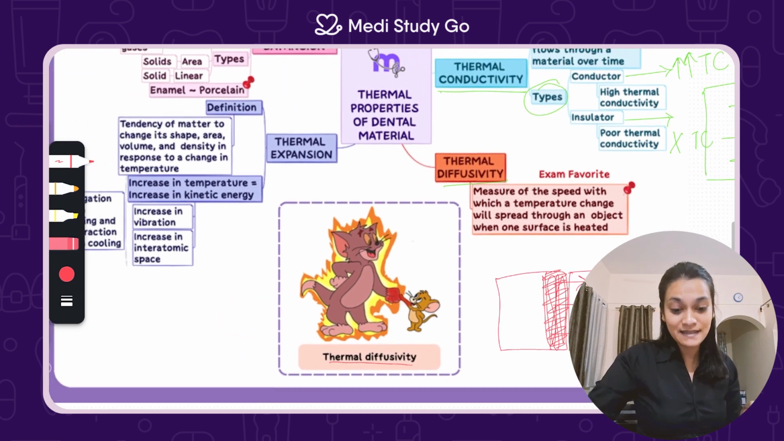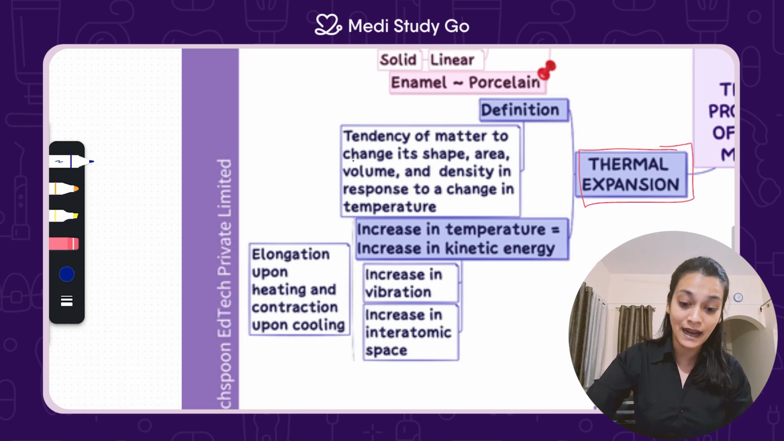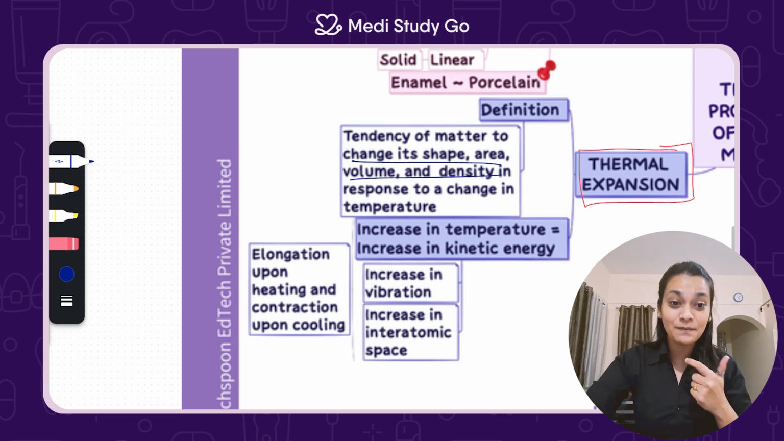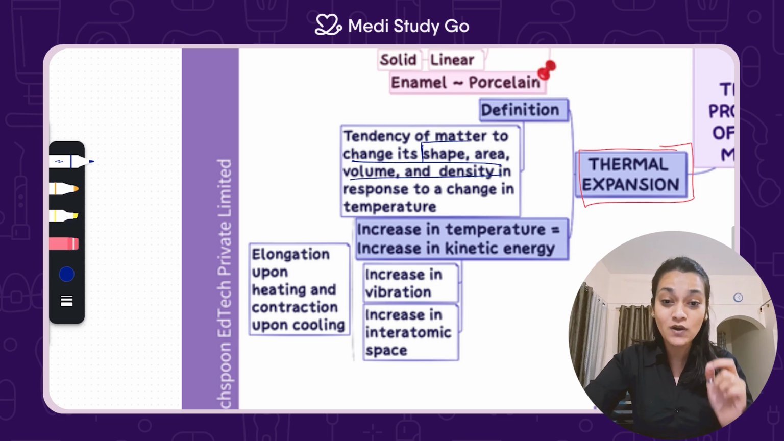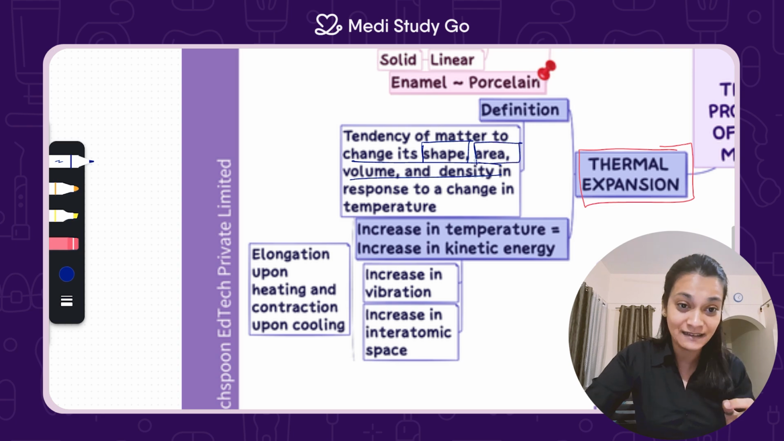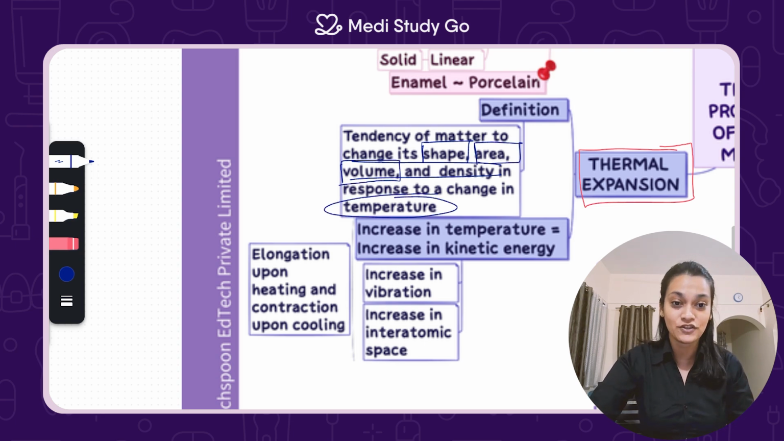Another very interesting topic here is thermal expansion. How do we define it? It's basically the tendency of a matter to change in shape, area, volume, and density, four terms, in response to change in temperature. Again, it's a thermal property, right? So there is going to be a change in temperature.